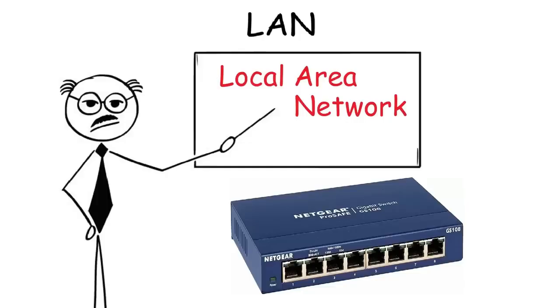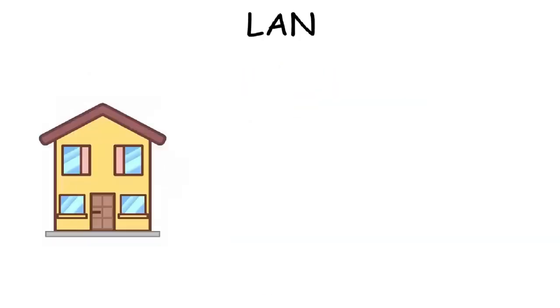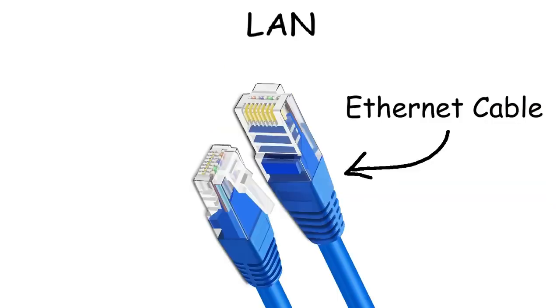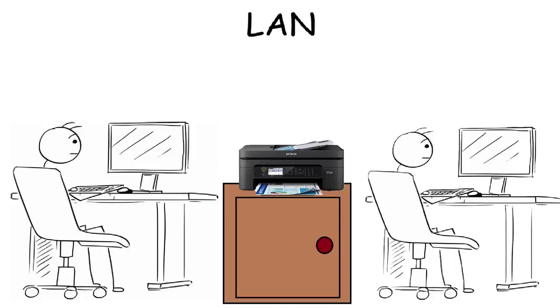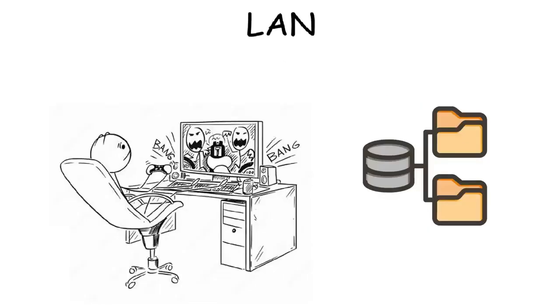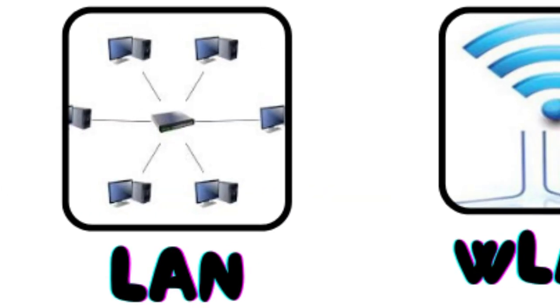LAN, Local Area Network. LAN connects multiple devices in a small space, like a home, office, or school. It usually uses Ethernet cables to keep things fast and stable. All the computers in an office using one shared printer, that's a LAN. It's great for fast file transfers, gaming, and sharing devices.